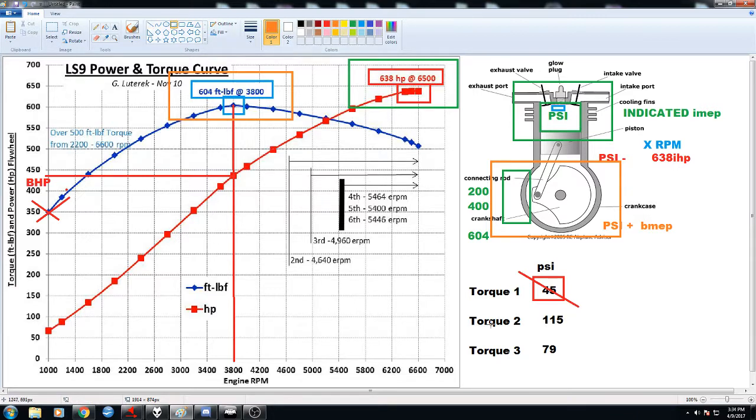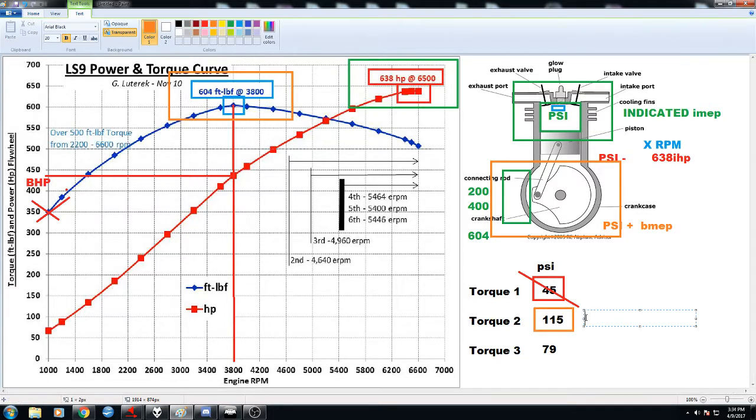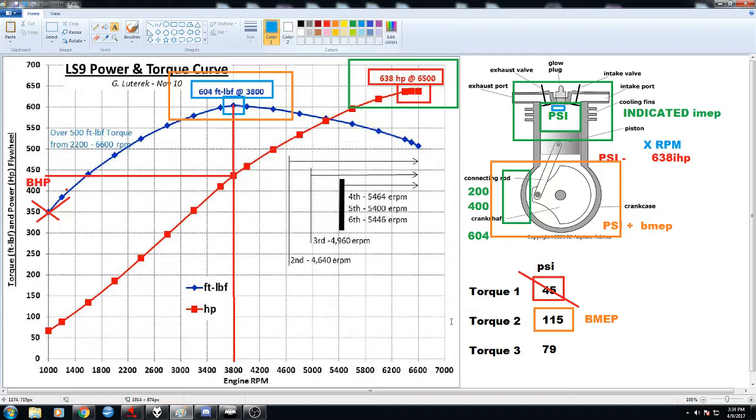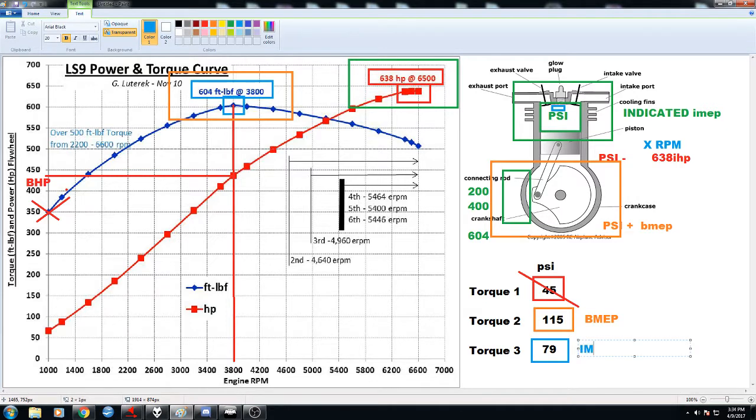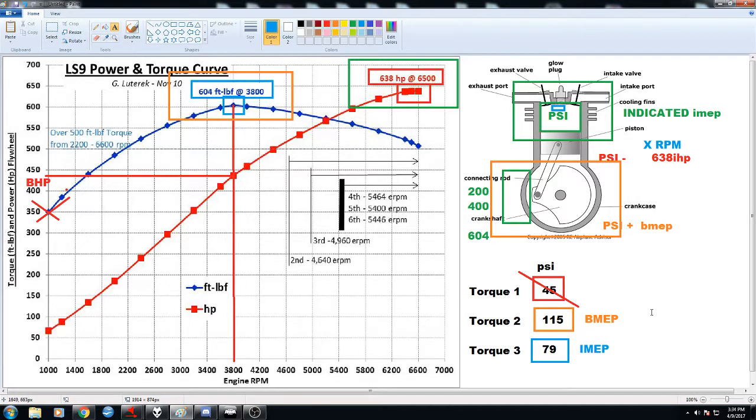Following our calculations and our theory, this guy will end up being a brake mean effective pressure, BMEP, while this 79 guy ends up being calculated from the indicated horsepower and ends up being the IMEP. And this is the next problem that we face: we need to adjust these to be equal. We're either gonna run the brake mean effective pressure values all over the place, or we're gonna run the indicated mean effective pressures all over the place.